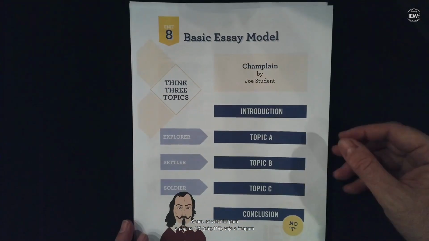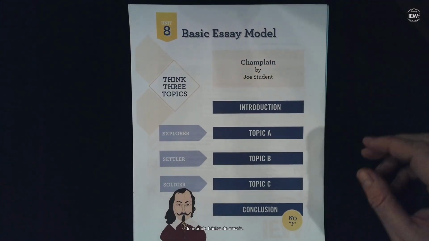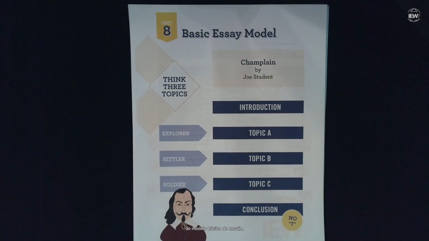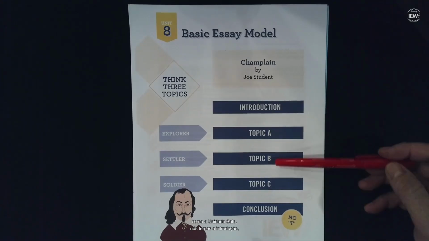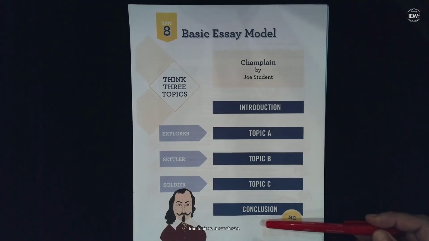Now, if you turn to page 125, you will see the icon of the basic essay model. And this, in honor of the Canadians from whom we learned it, is called the Champlain model. Because Champlain, evidently an important guy, there's a whole lake named after him. So, you'll also notice that it is pretty much the same as the Unit 7. We have the introduction, 3 topics, the conclusion.